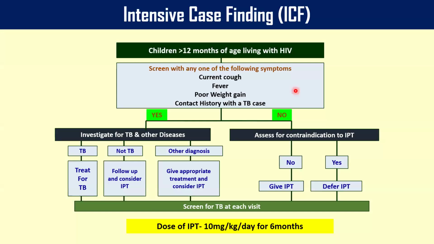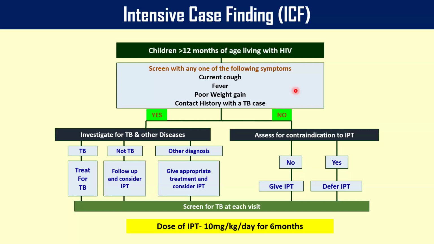Now, intensive case finding in children. Any child who is more than 12 months of age living with HIV, ask for cough, fever, poor weight gain, history of contact with TB. So we don't have night sweats and other things here. These are the 4S symptoms we are going to see: cough, fever, poor weight gain, contact history with TB. If any of these things are there, then investigate for tuberculosis.